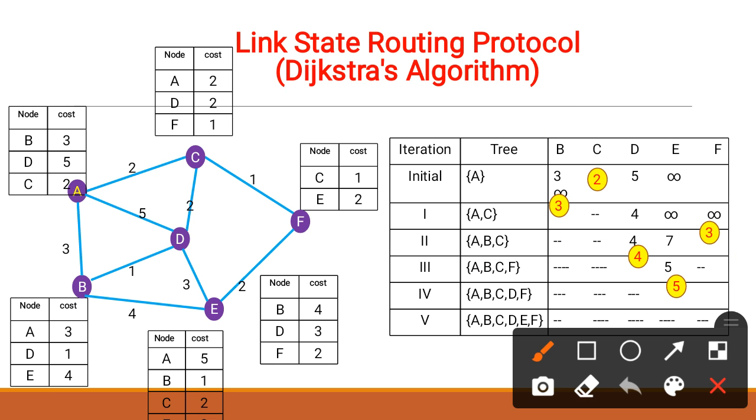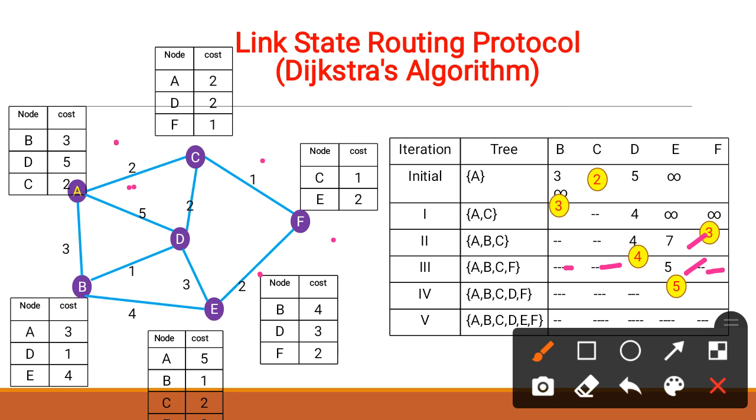Then after this, what happened? We have visited B, C, and F. Now what points remain? If we visit F, there are 2 points: C is already visited, so E. We reach E with 5, because 2, 1 and 2. So it is a 5 value. Previously it was 7, now it is 5, so we write 5 here.